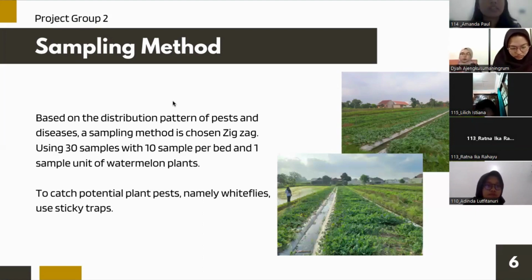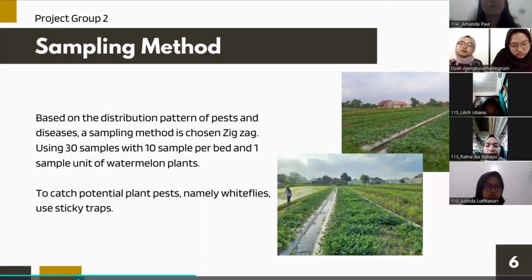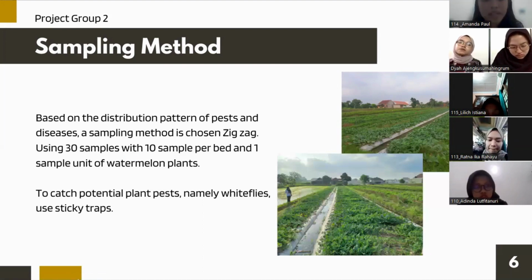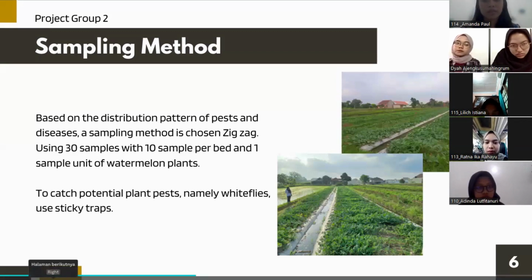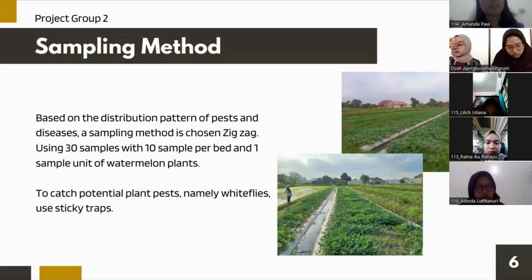And the sampling method using zigzag sampling uses 30 samples, with 10 samples per bed and 1 sample unit of watermelon plants. And to catch potential plant pests, such as whiteflies, we use sticky traps. Sticky traps will later be installed near the sample marker stakes.